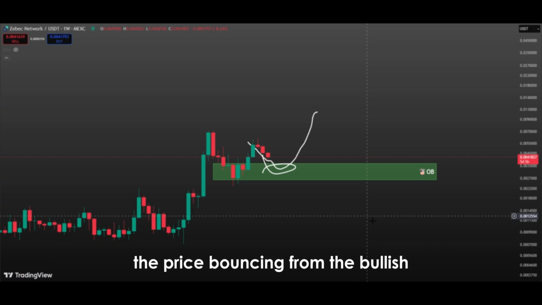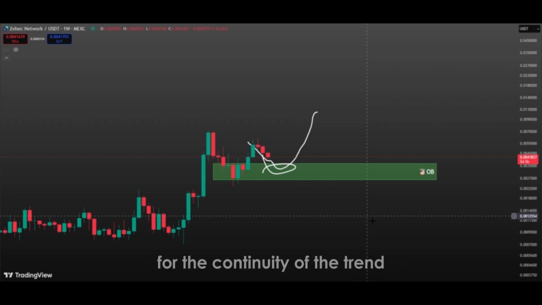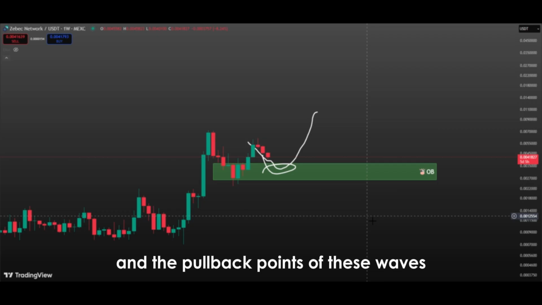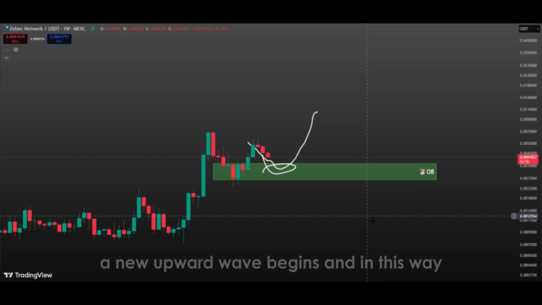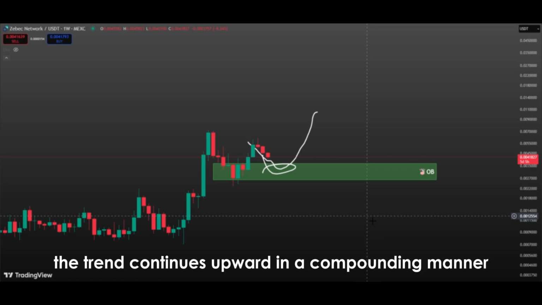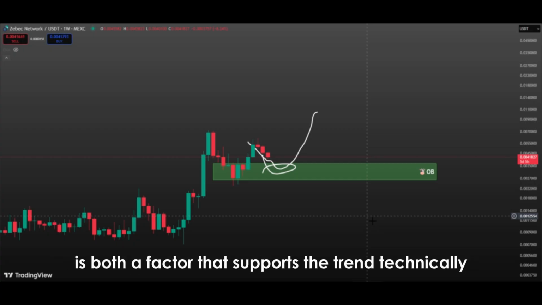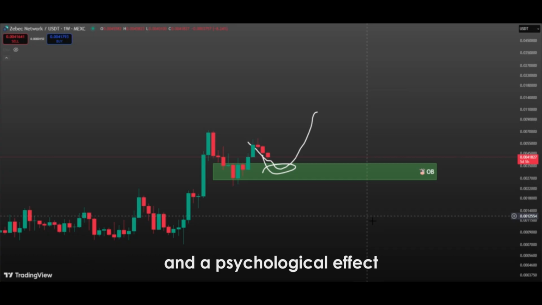The price bouncing from the bullish order block is also a positive sign for the continuity of the trend. If the market is already in an uptrend, reactions taken from these blocks show that the trend is progressing healthily. Uptrends usually move in waves, and the pullback points of these waves often coincide with bullish order blocks. Every time the price reaches them, a new upward wave begins, and in this way, the trend continues upward in a compounding manner. Therefore, the price reaching and bouncing from the bullish order block is both a factor that supports the trend technically and a psychological effect that reinforces investors' confidence.